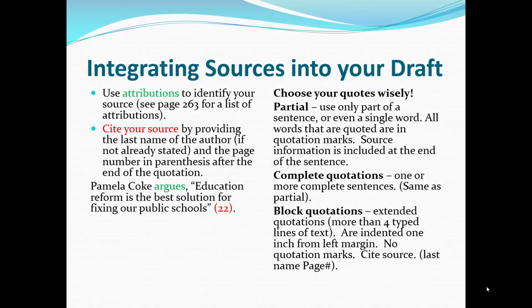Extended block quotations are the final one. You want to limit your use of these. One or two suffice for a paper of this length. That's what you do when you have more than 4 typed lines of text. They are indented 1 inch from the left margin, and there are no quotation marks around them. You cite the source at the end, last name, page number.